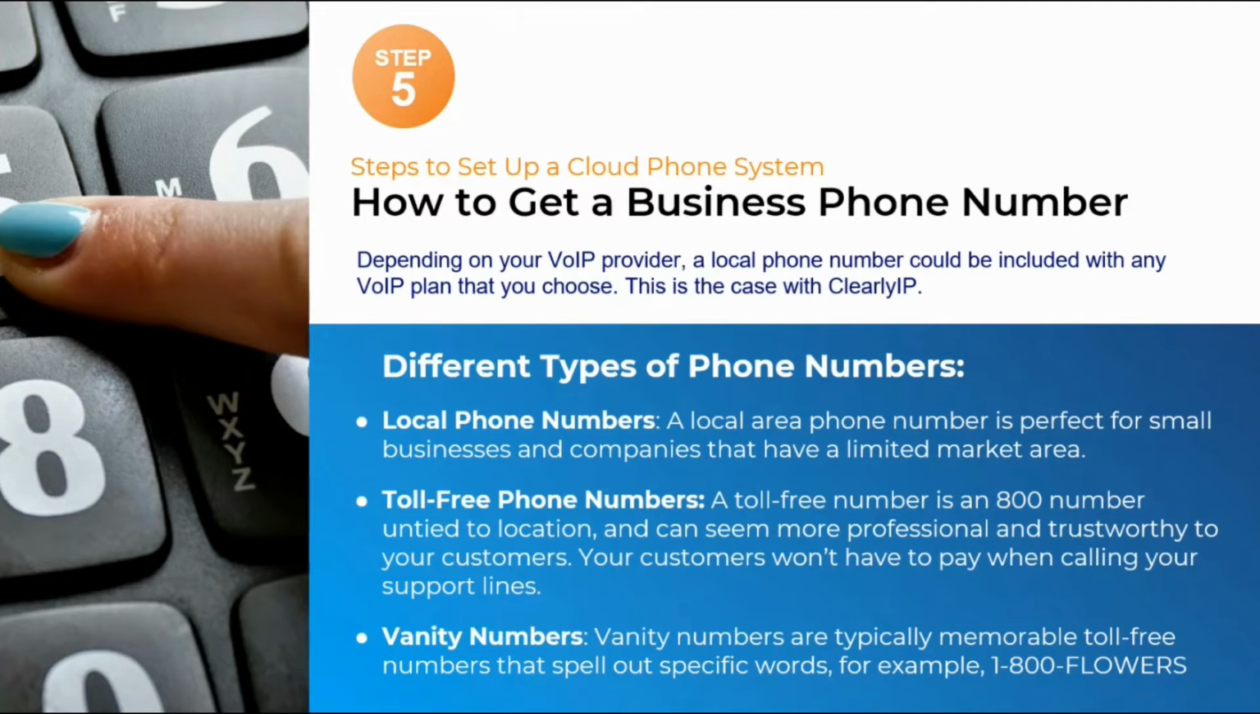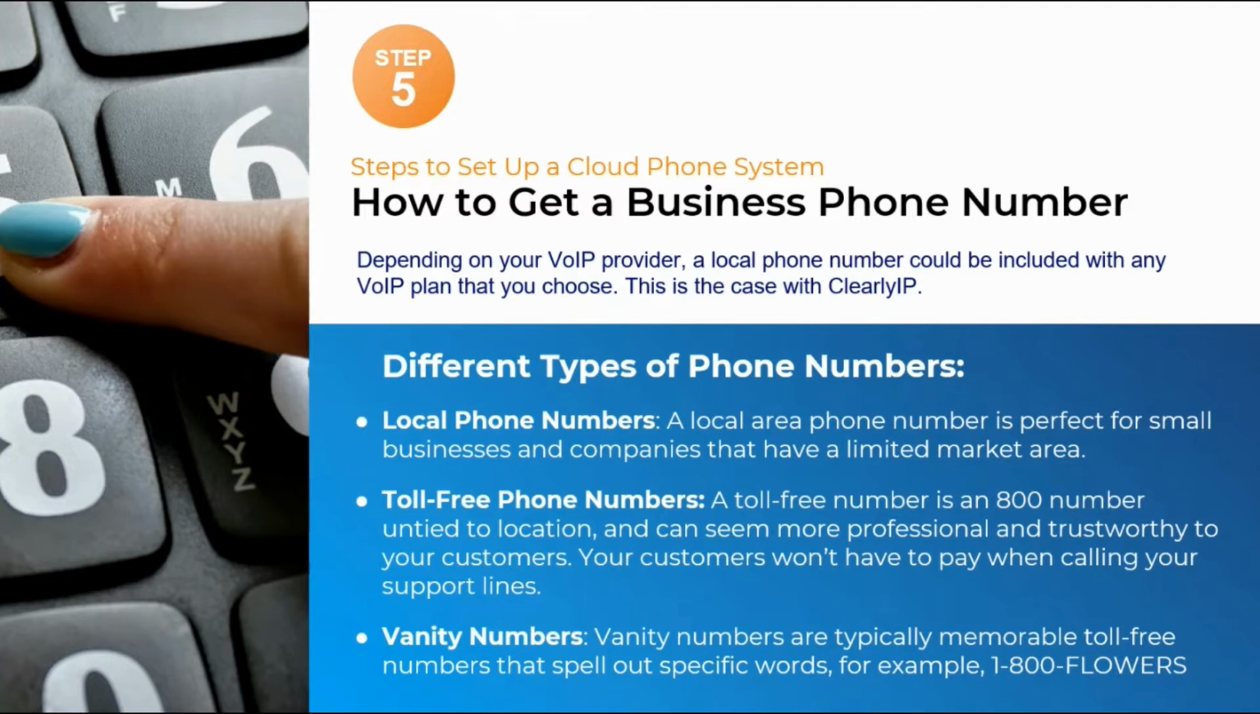You can organize different types of phone numbers. You can get local phone numbers, which is a local area phone number, perfect for businesses that have a limited market area. And you can get toll-free phone numbers. So a toll-free phone number is an 800 number untied to a location and can seem much more professional and trustworthy to your customers because your customers won't have to pay when calling your support lines if they're not in your local area.